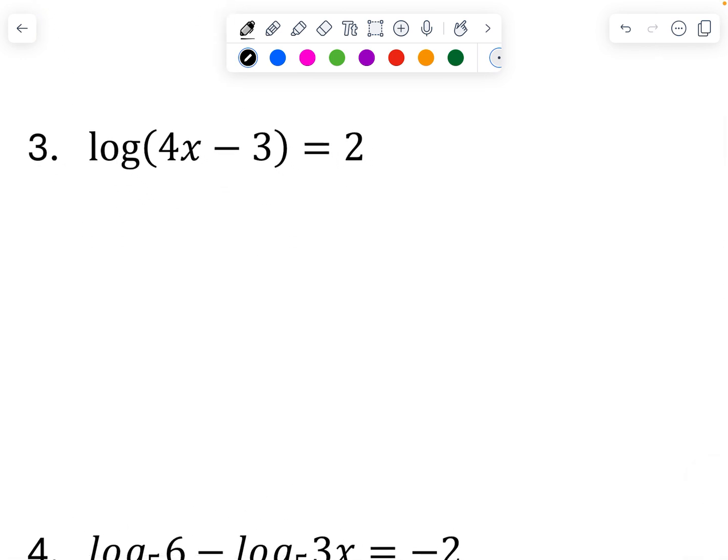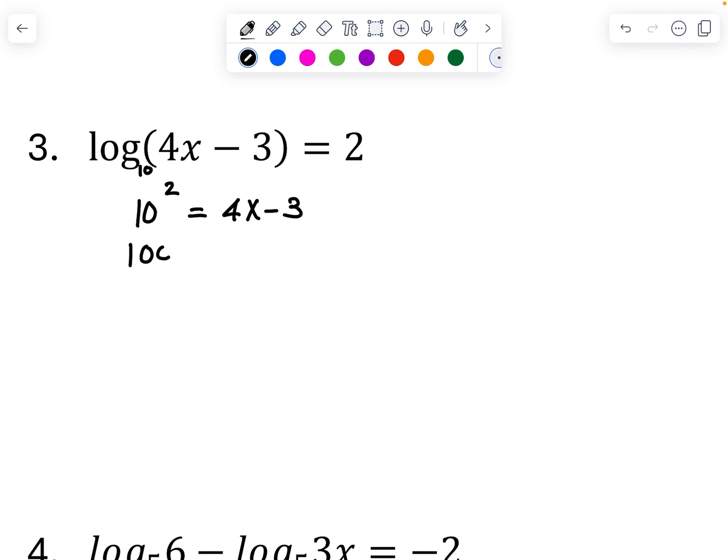On this one, the variable is located inside the argument of the logarithm. So I'm going to change the logarithm from a logarithm to an exponential. I'm going to remember that this is a common log. There's no base shown, so the base has to be the common base, which is 10. So this is going to be 10 to the second power is equal to 4x minus 3.